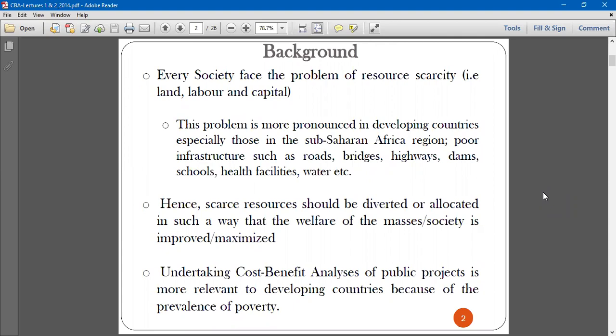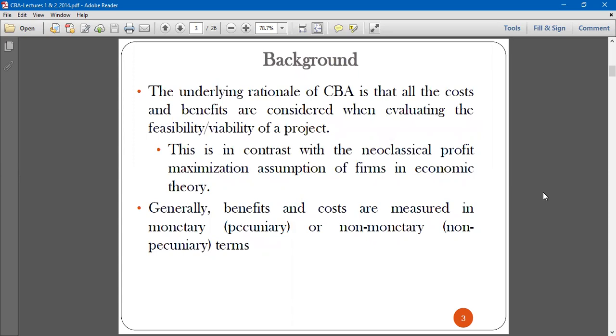So whenever the country wants to undertake a public project, they have to undergo a project appraisal, of which CBA is the most widely used. CBA means cost benefit analysis, so how we compare benefits to cost, and then we check for the viability of whatever projects that we want to undertake.